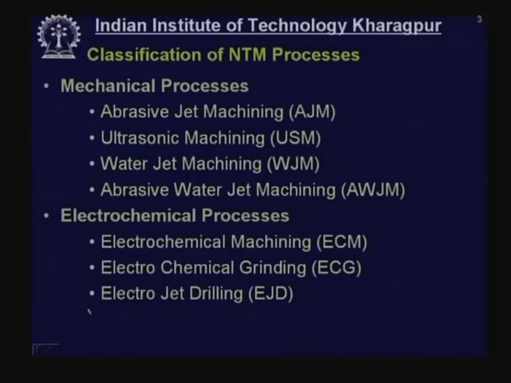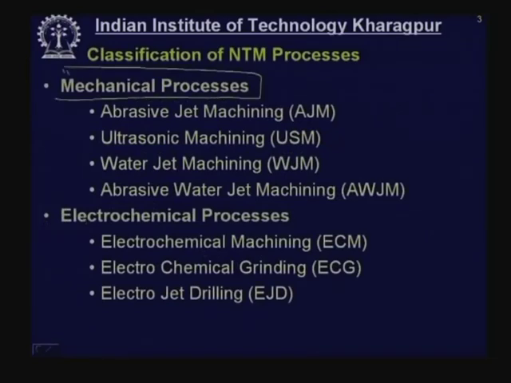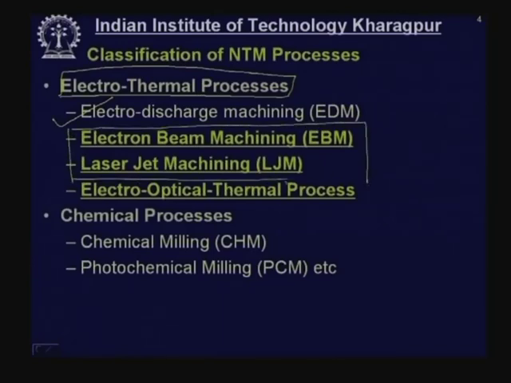Now, let us very briefly go through the classification of non-traditional machining processes. They are mechanical processes, electrochemical processes, electrothermal processes, chemical processes. Already we have studied quite a few mechanical processes under this lecture series. We have, for example, studied abrasive jet machining, ultrasonic machining, water jet machining, as well as abrasive water jet machining. Within electrochemical processes, we have studied in detail electrochemical machining. Today, our process is under the category electrothermal processes. Even within electrothermal processes, already we have studied electro-discharge machining. Today, we are going to concentrate on electron beam machining and laser beam machining.